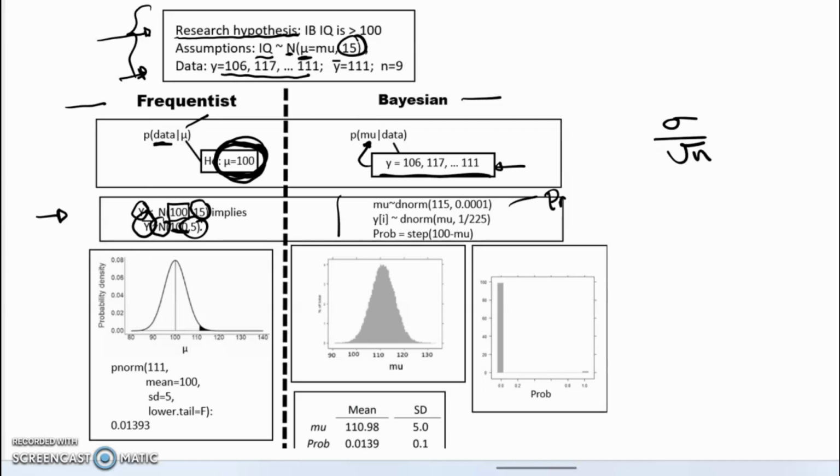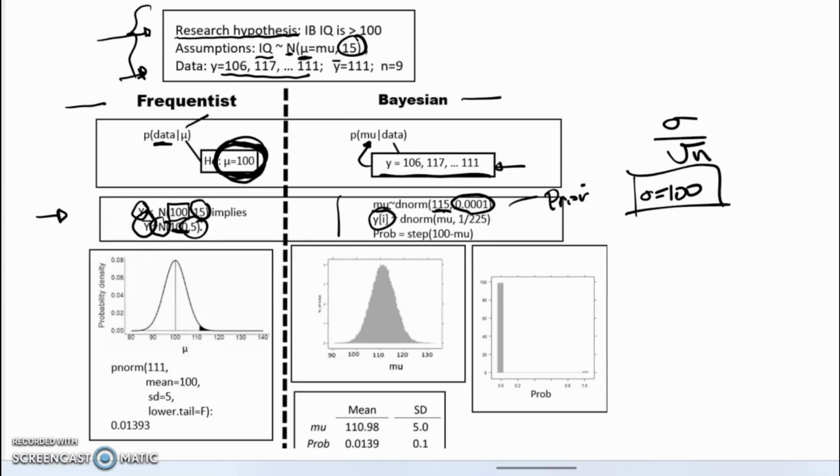And so we're going to need to have a prior, and this is our prior, that mu is going to have a flat prior with a standard deviation here of 100. And we're going to specify a mean of 115, but given the high standard deviation, it doesn't really matter what we specify as our mean. It's going to get about the same answer.